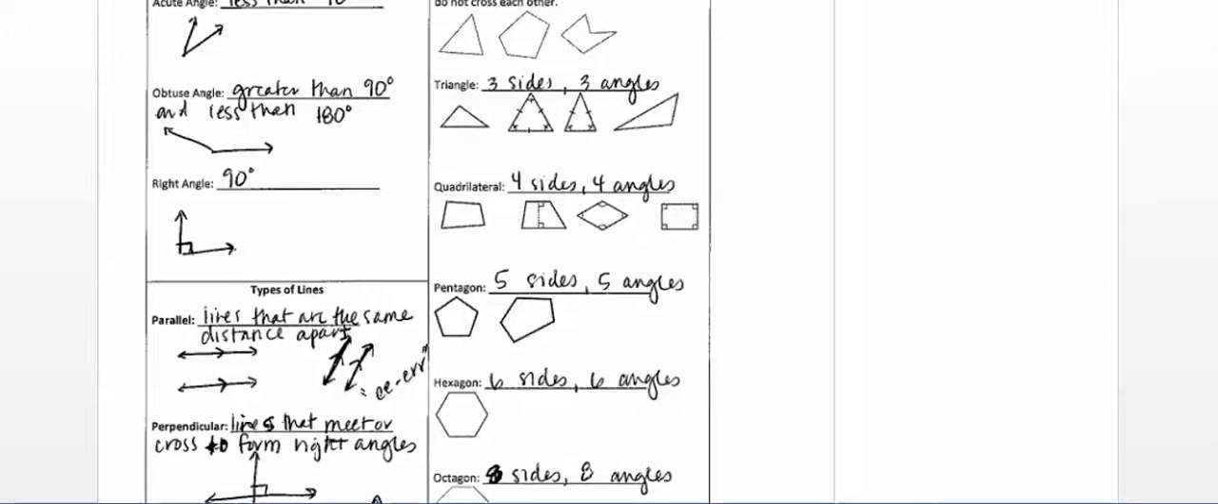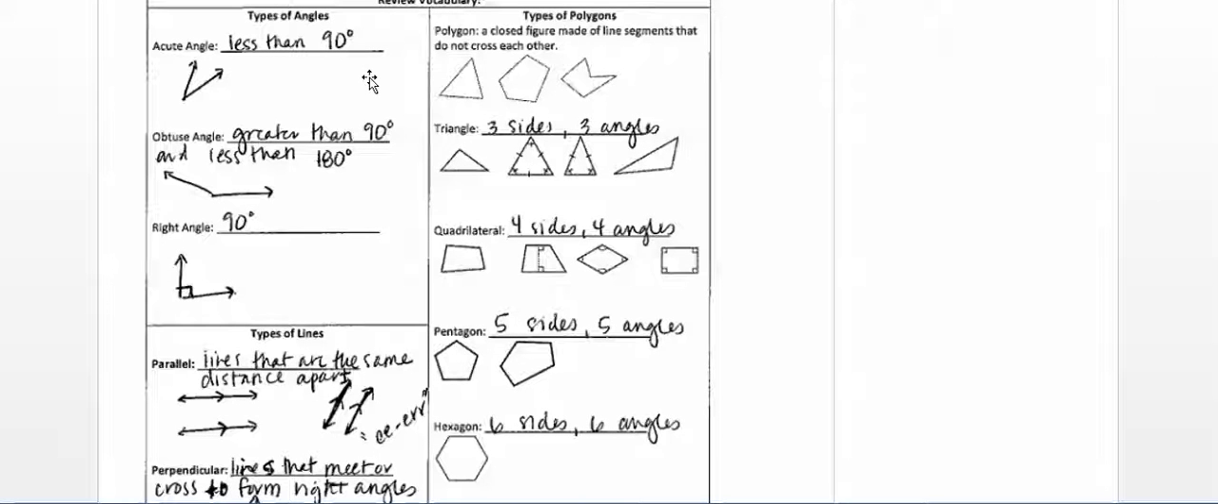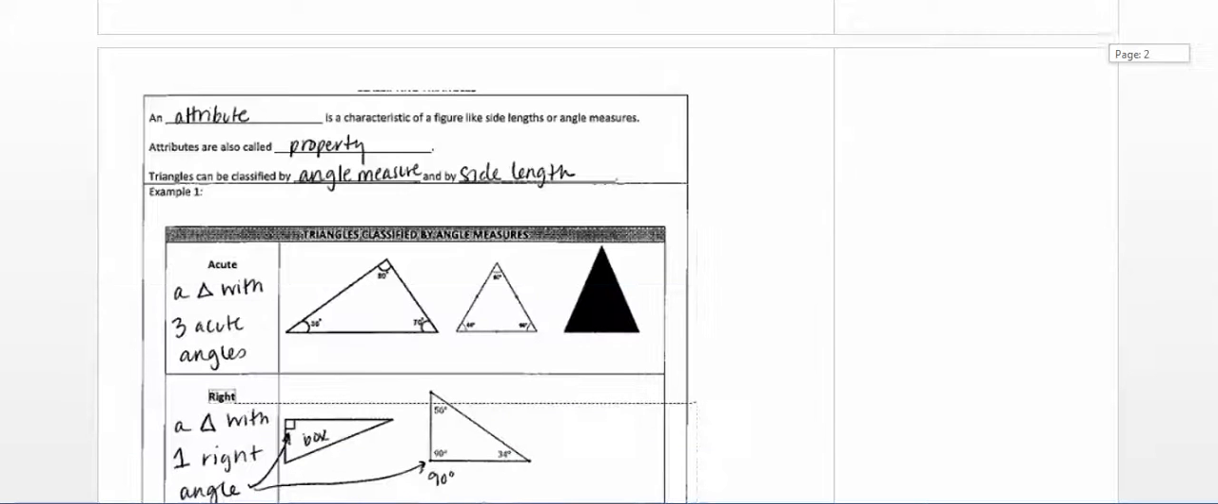These terms they should also be familiar with. A polygon is a closed figure made of line segments that do not cross each other. So what we'll have to fill in is triangles, 3 sides, 3 angles, and then show them where we have the 3 sides. We can count 1, 2, 3, show them where we have 3 angles, 1 angle, 2 angles, 3 angles. Quadrilateral, same thing, 4 sides, 4 angles, pentagon, and hexagon. So that's all review.